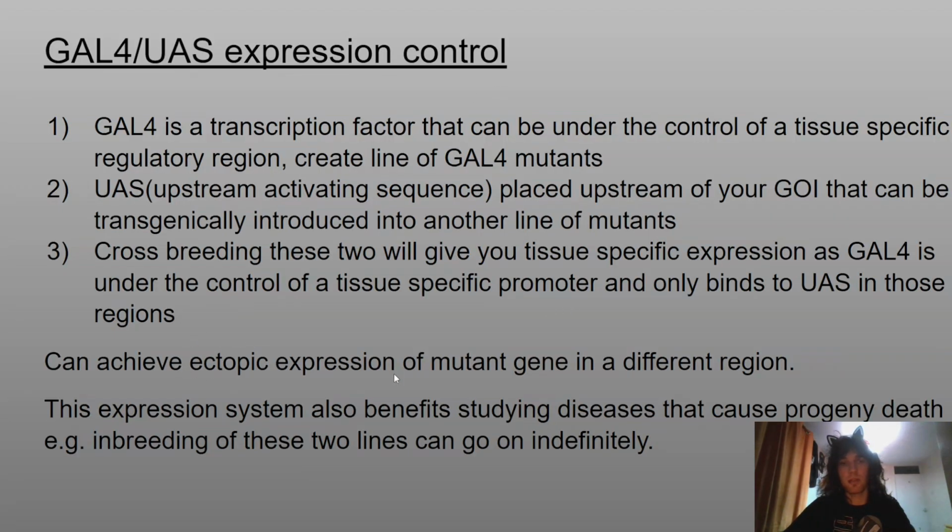And this can give you ectopic expression of a mutant gene in a different region, which is very useful. The reason why you do this is because some diseases may be fatal, cause progeny death, so you can just keep crossbreeding. I know it sounds like a bit, again, ethical concerns, but you can just keep crossbreeding, and then the progeny can be studied indefinitely.